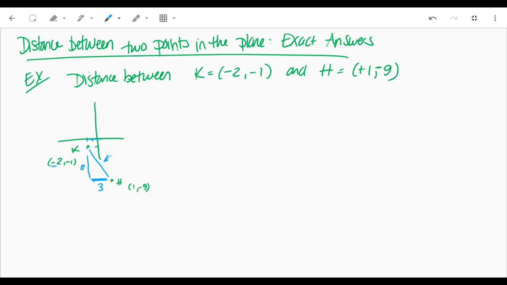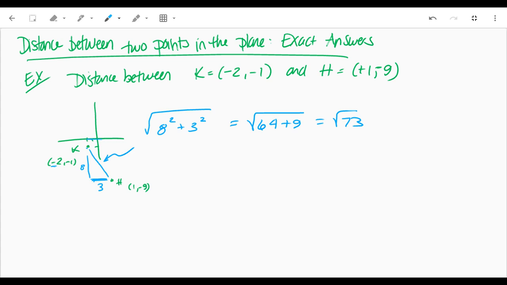Okay, and then you're just finding the side. So you do 8 squared plus 3 squared, and then square root it, and simplify it. So we have the square root of 64 plus 9, which is the square root of 73. And that's it. You're done. See how easy those problems are compared to that last one?